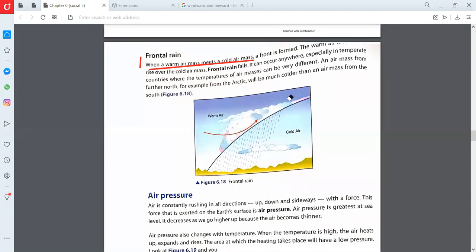It can occur anywhere, mostly or especially in those countries where the air temperatures are different. In many countries there are temperature differences. Those countries which have many seasons at the same time, where there is winter in one region of the country and hot weather in another region of the same country. So variations of the weather will make this frontal rain.